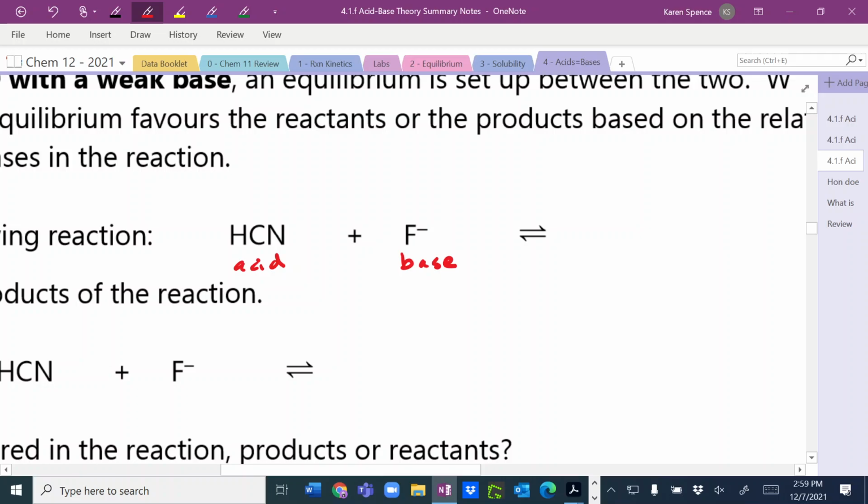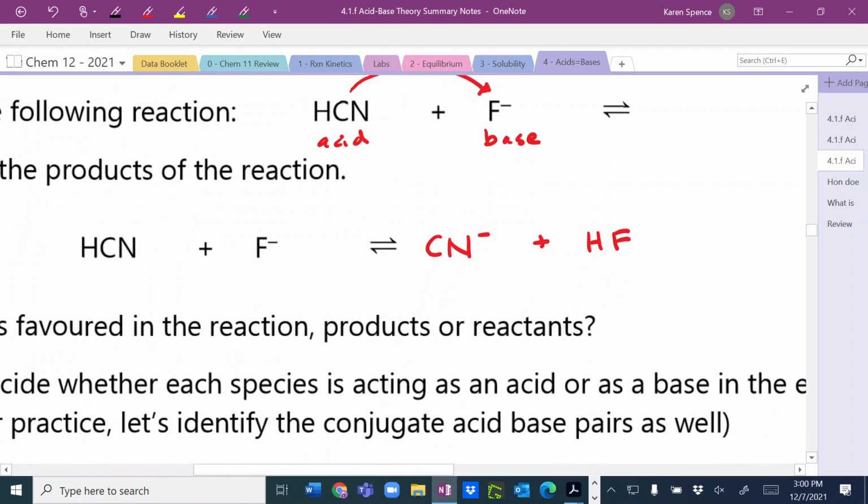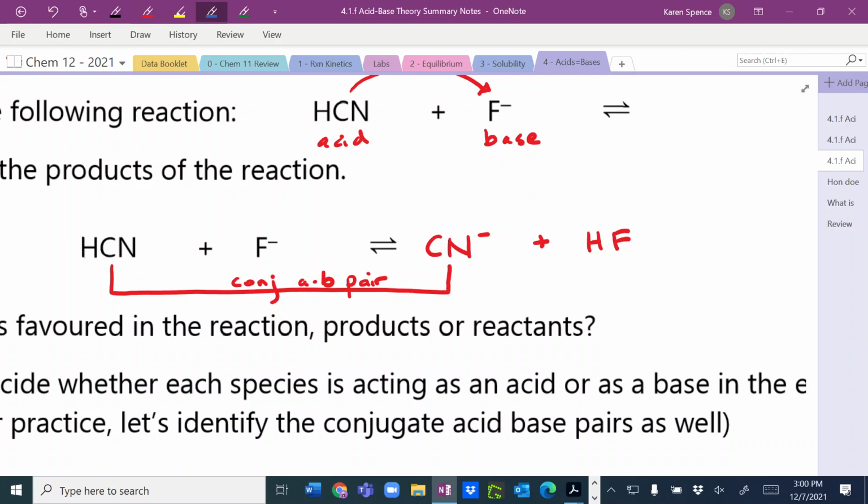So who are our products going to be? Hydrogen is going to now transfer over. CN- because the H+ is gone, so CN- and HF. So we're going to have a situation where either we have more reactants or we have more products, yes? Actually, first of all, can you recognize your conjugate acid-base pairs? Who is a conjugate acid-base pair? HCN and CN minus, that is a conjugate acid-base pair. And our other conjugate acid-base pair, F minus and HF.